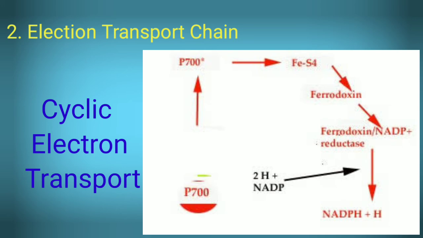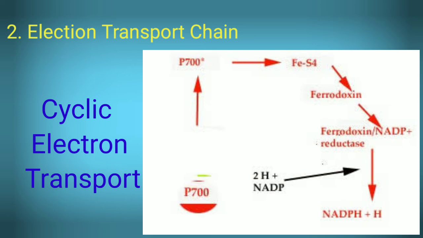From plastoquinone it will be received by cytochrome F, and from cytochrome F it will be received by plastocyanin, and from plastocyanin again it will come to the chlorophyll A molecule, and in that way we get a cyclic process. And in this whole process, two ATP molecules are formed.